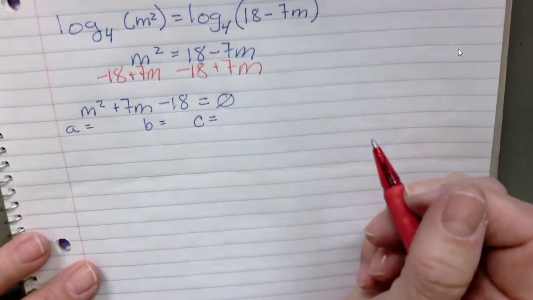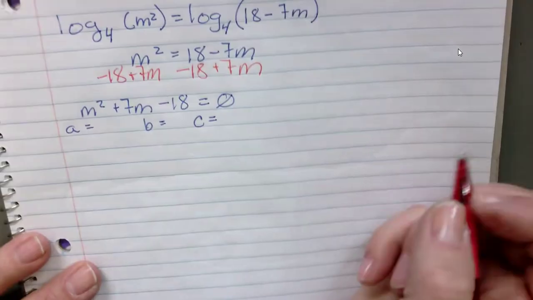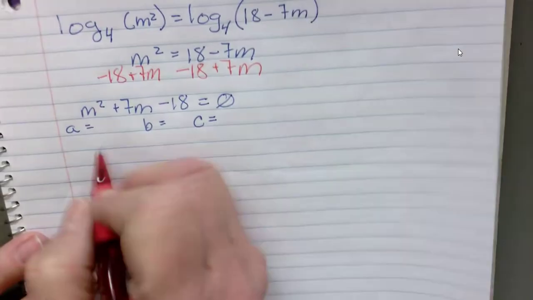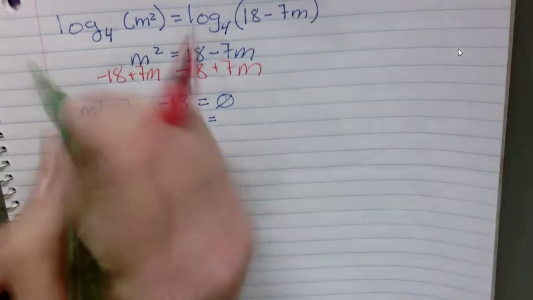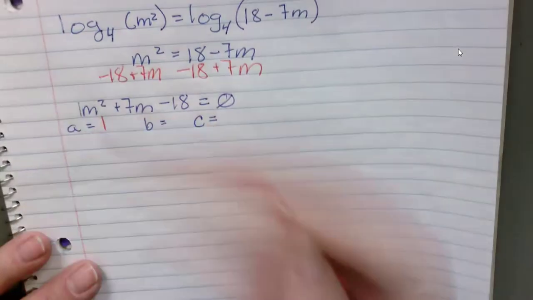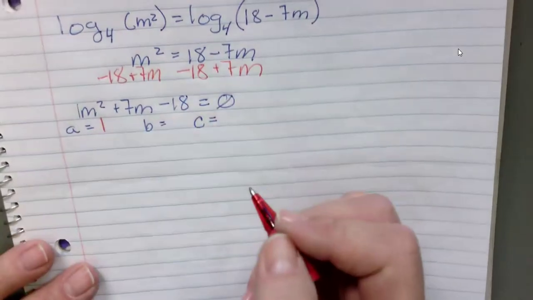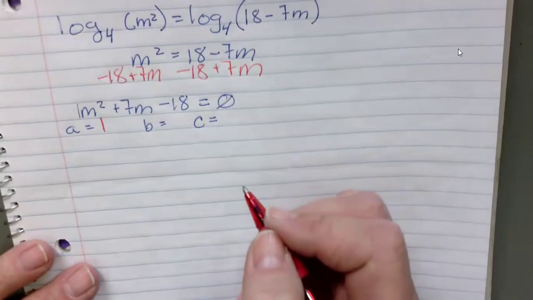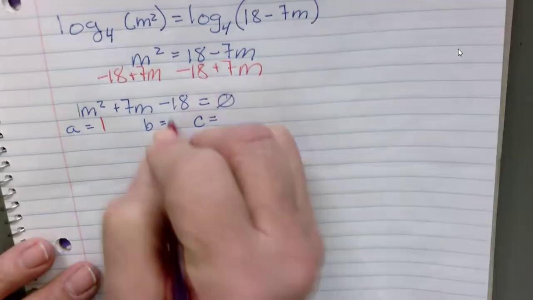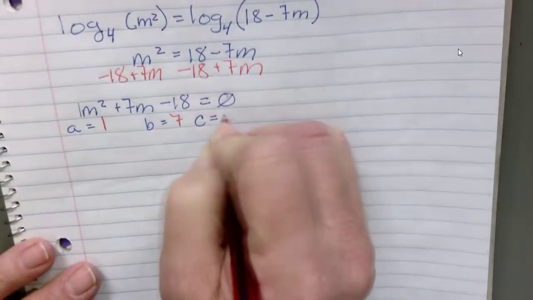All right. Welcome back. Did you really do it? Make sure you do it, because otherwise you'll make a mistake on the test. The A, we need to remember that there's an invisible 1 there, so A is equal to 1. It is not equal to 1 squared. It is not equal to 1m squared. It is not equal to m squared. Those are all the common mistakes. In this example, A is 1. B is 7. C is negative 18.